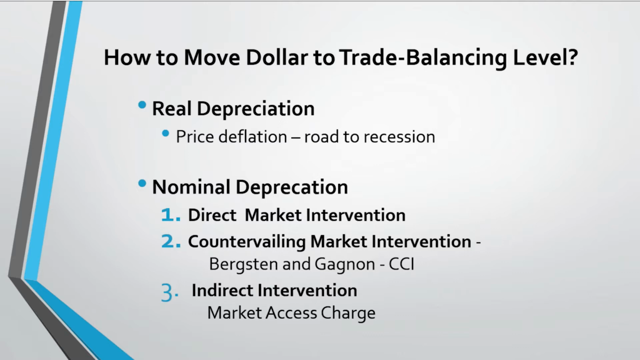Direct market intervention is what we did for basically 40 years under the IMF, where the IMF targeted an exchange rate and countries were expected to intervene by purchasing and selling in the market. Today we would call this currency manipulation, but it was obligatory under the IMF. Bergsten and Gagnon of the Peterson Institute suggested countervailing market intervention. They would only intervene in the markets when the tests that Michael mentioned were met for a country that is manipulating. So that would be countervailed under that proposal. What the market access charge does is propose a mechanism of indirect intervention.